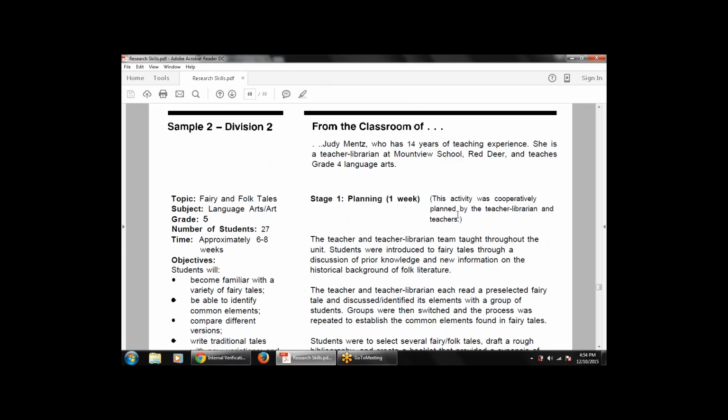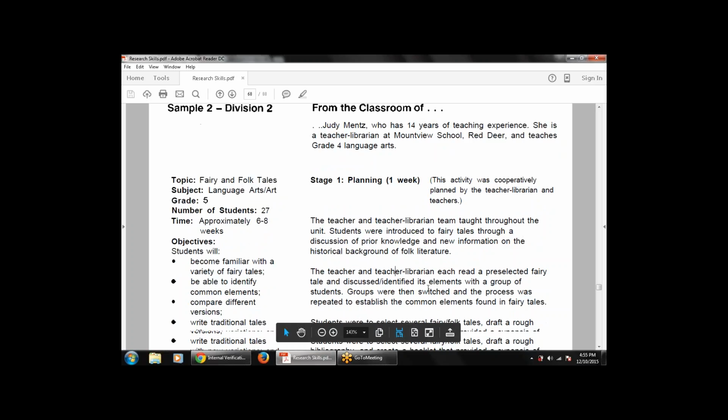The teacher and the teacher librarian team taught throughout the unit, and students were introduced to the fairy tales through a discussion of prior knowledge and new information on the historical background of the folk literature. Whatever prior knowledge the students have, they build on it, getting the introductory levels and a few new pieces of information on the historical background of folk literature in the planning phase, so that students will be able to get the exact information in the fairy tales.